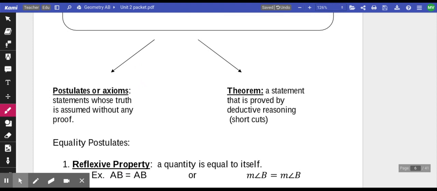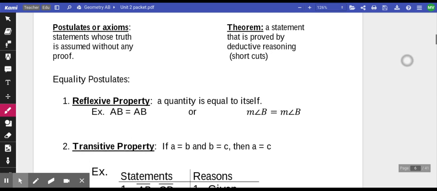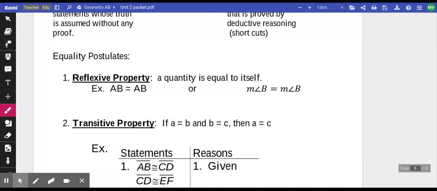There's the idea of postulates or axioms. These are statements whose truth is assumed without any proof. These are things that have held for hundreds of years, but we know they are always true. And then there's a theorem. This is a statement that is proved by deductive reasoning. So these are things that we already know have been proven to be true, so we can use them in our proofs. Sometimes we are going to prove theorems.